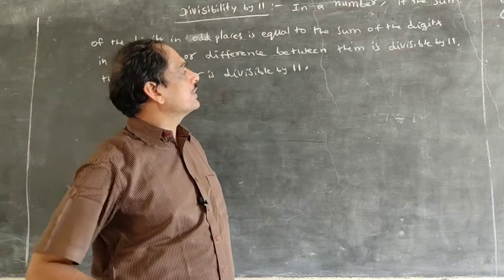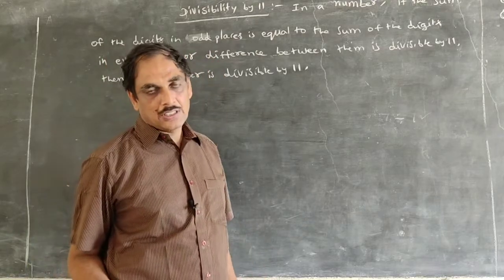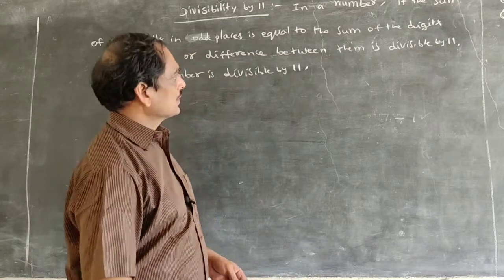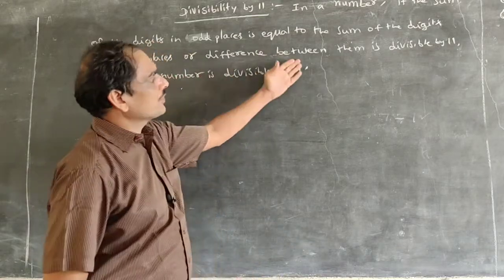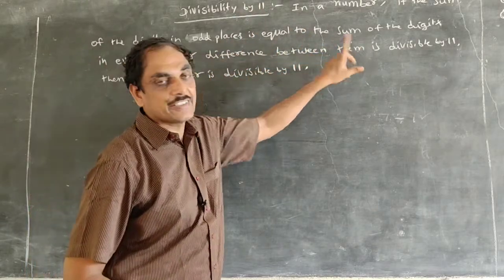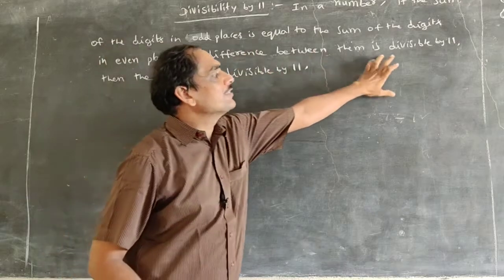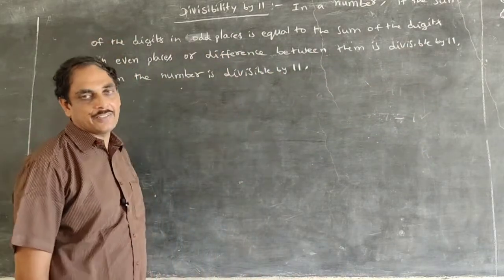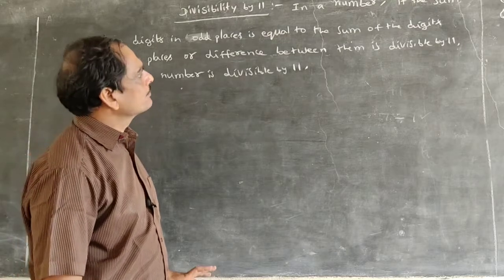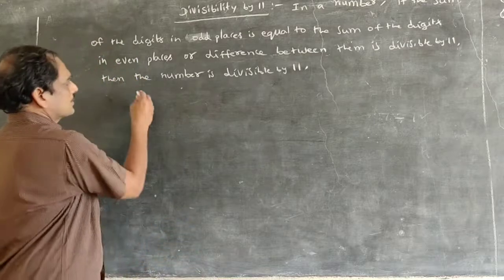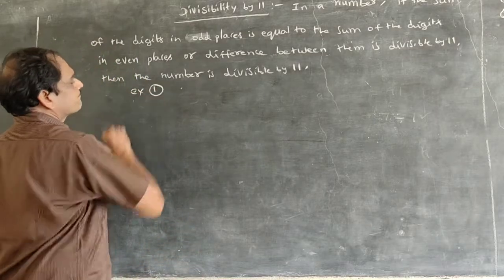So if you take any number, if the sum of the digits in odd places is equal to the sum of the digits in even places, then we say that the number is divisible by 11. Or if the difference between the sum of the digits in odd places and the sum of the digits in even places is divisible by 11, then we say that the number is divisible by 11. So we go to the first example, that is example 1.